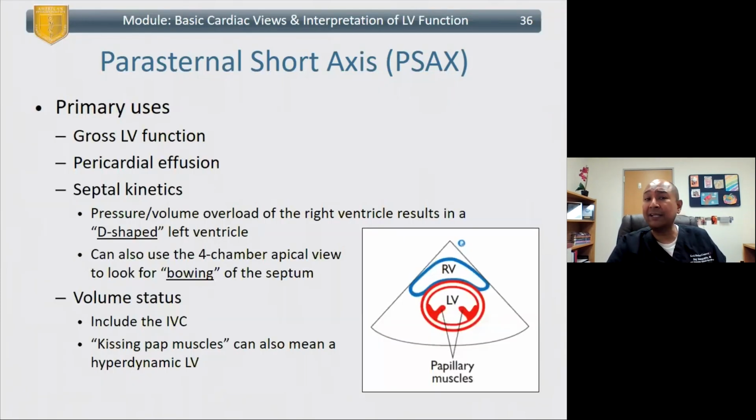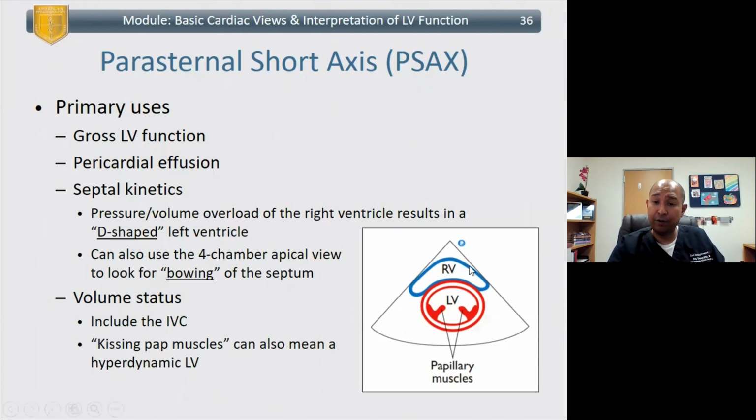So why do we need the parasternal short axis view? Once again, it gives you a gross estimate of how the left ventricle is functioning. You could see a pericardial effusion there. It could talk about septal kinetics. What do I mean by that? Are you volume overloaded in the right ventricle?